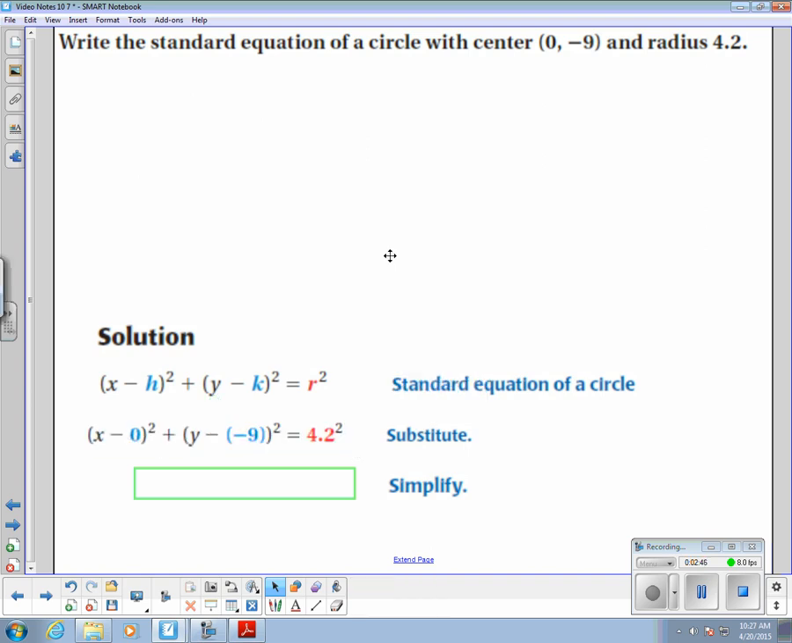So, what's going to happen right here with those two negatives? They're going to become positives. What's going to happen to the 0? It's going to disappear. And so we have x squared plus y plus 9 quantity squared equals, and of course 4.2 squared is 17.64. And this is a standard form of a circle. That's it. You don't have to multiply the squares out. Just leave it like that so that anybody can pull the center and the radius out of the figure.